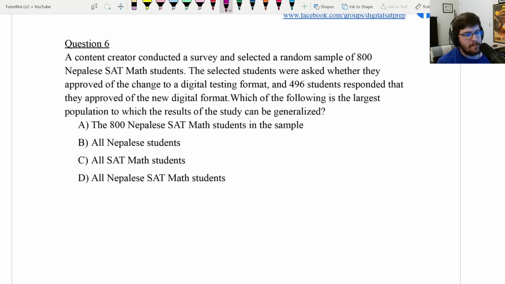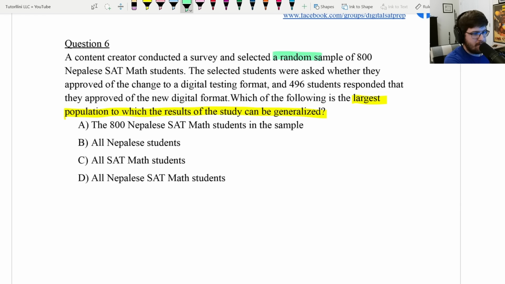Anyway, so it says a content creator, that's me, I know, right? Selected a random sample of 800 Nepalese SAT math students. The selected students were asked whether they approved of the change to a digital testing format, and 496 approved, blah, blah, blah. Which of the following is the largest population to which the results of the study can be generalized? So when you see a question like this, the first thing we're looking for is was the sample selected at random?